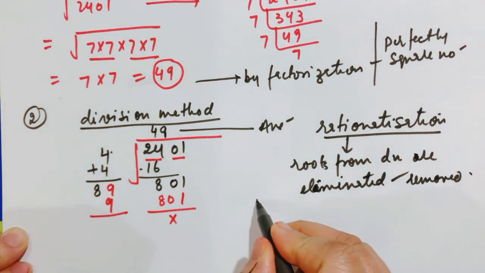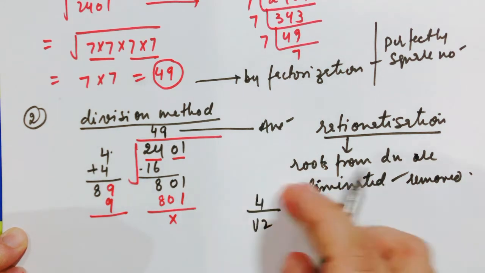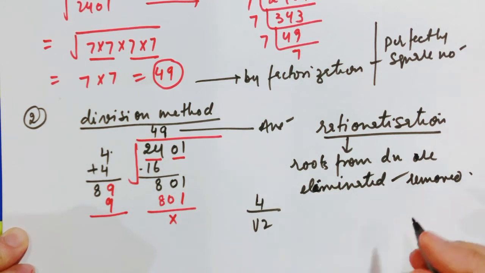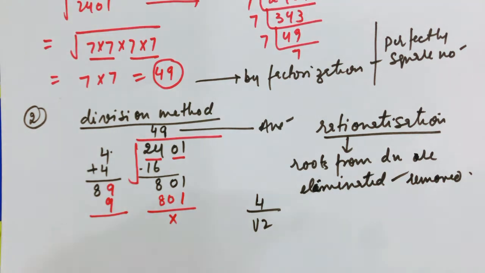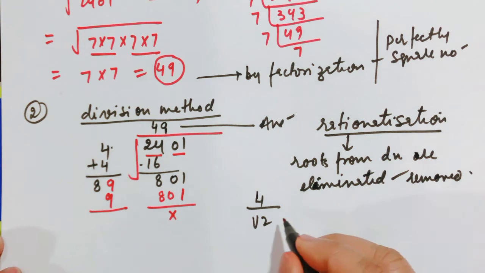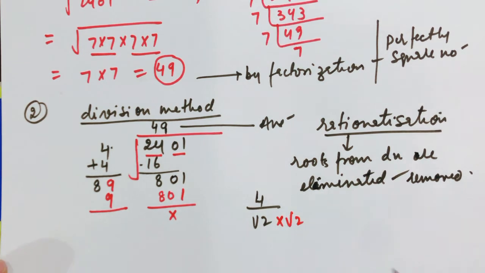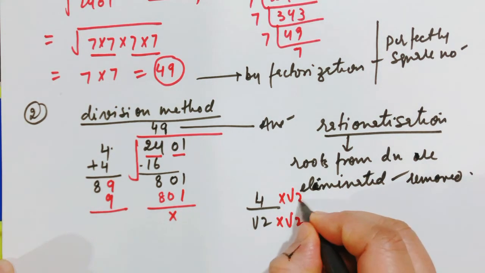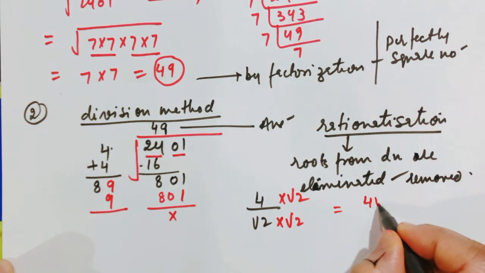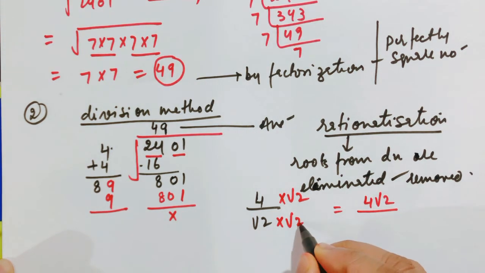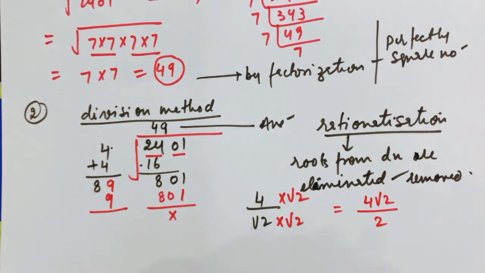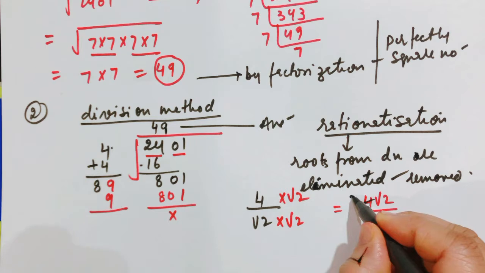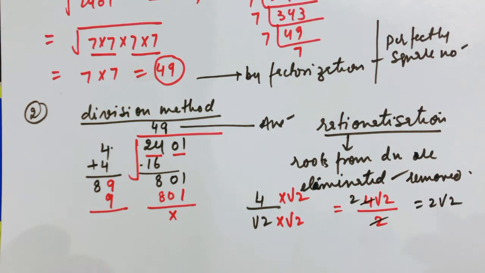Okay, for example 4/√2. The biggest problem is that we have the root in the denominator, so we remove it. And how do we remove it? We remove it by multiplying with the same value. So √2: when you multiply the denominator by √2, then on top also we multiply by the same. So you will get 4√2 on top and below √2 into √2 is equal to 2, and then we cancel it. 2 times 4 over 2, that is 2√2.